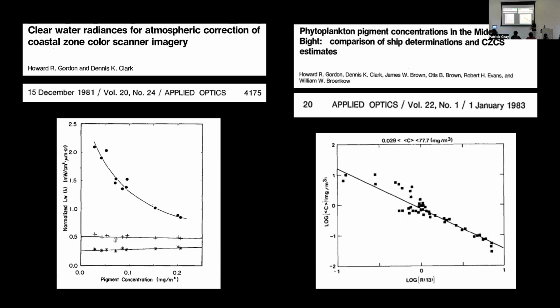It's a relationship between concentration. Kind of the birth of the first ocean color algorithm, where you took the ratio of a blue to green reflectiveness in log space.